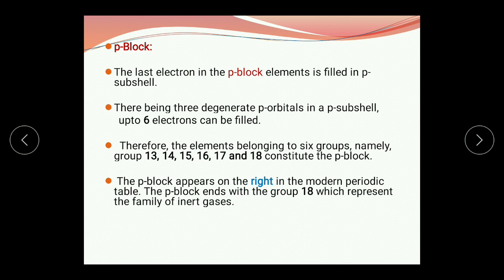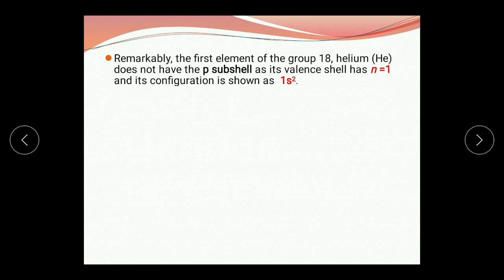The p block is placed to the extreme right of the modern periodic table. It ends at group 18, the family of inert gases or noble gases, because they have completed octet. For the first element of group 18, one exception is there. Helium, atomic number 2, has electronic configuration 1s2. The last electron is not in the p subshell, but still it is placed in the p block because it is an inert gas. So it belongs to the family of noble gases or group 18. Hence it is placed in the p block. It is an exception.